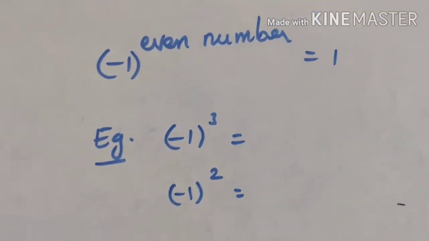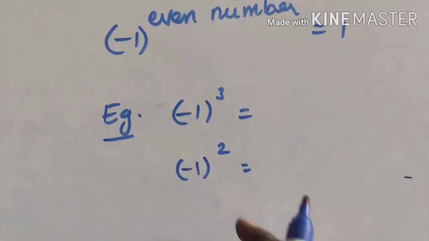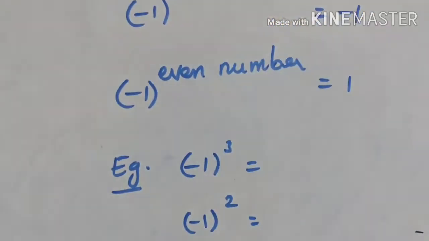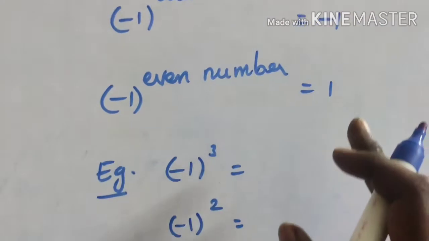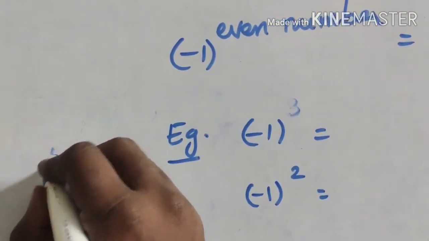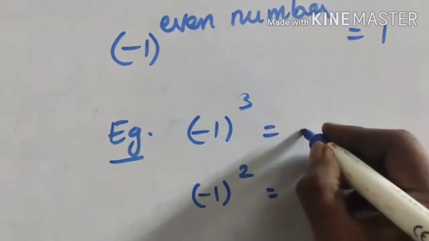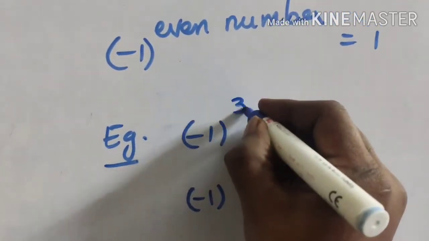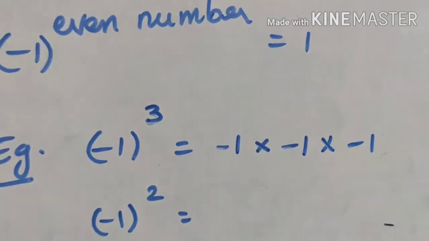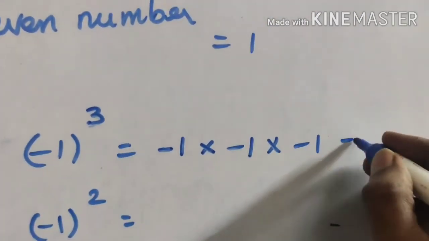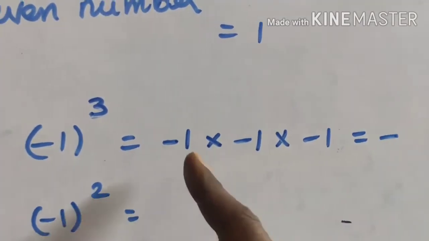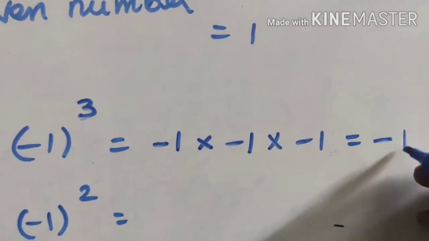Okay, we will see one example. See here, minus 1 to the power of 3. 3 is an odd number, so we should get what? Minus 1. See how we are getting minus 1. Power 3 means we have to multiply minus 1 three times: minus 1 into minus 1 into minus 1. Minus into minus is plus, plus into minus is minus. 1 into 1 is 1, 1 into 1 is 1.